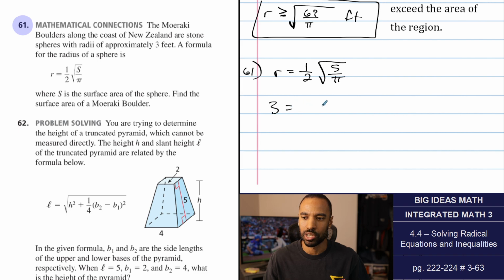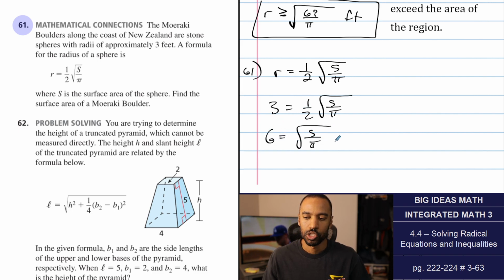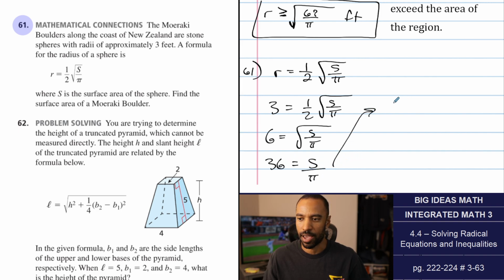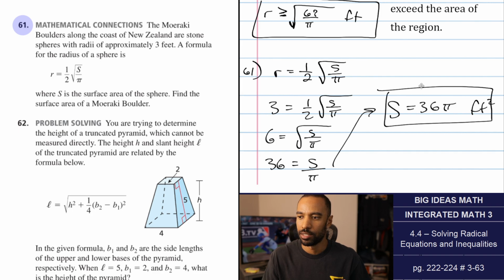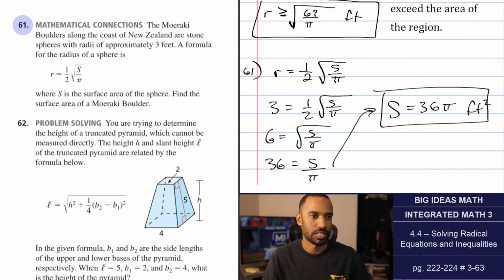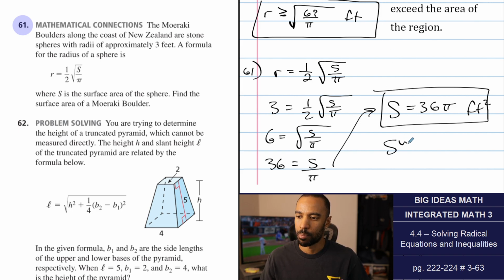So we're going to substitute 3 and solve. Again, it's not a tricky question. It's just a substitution and solve for S. Multiply both sides by 2. Square both sides. And multiply both sides by pi. And this is in feet, so square feet for surface area. An approximated 36 times pi. We've seen that number before, I just don't remember it. 113 about. S is about 113 square feet.